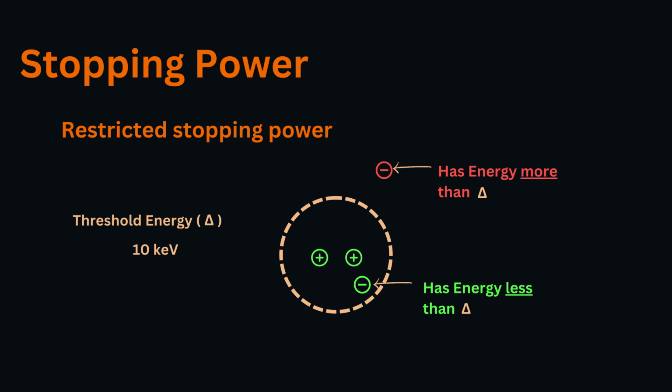The range of a 10 keV electron in air is of the order of 2 mm. So, for the restricted stopping power, any collision where the energy transferred to any individual electron is higher than the threshold value will be ignored in the calculations.